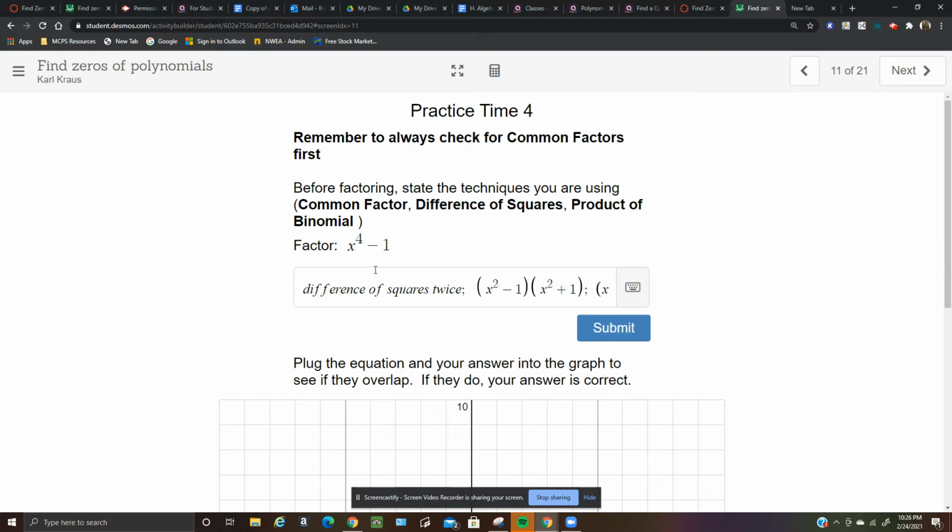And number 11, you want to do this difference of squares twice. Square root of x to the 4th is x squared. Square root of 1 is 1. Put a plus and a minus. And then the difference of squares here is square root of x squared is x, square root of 1 is 1, x minus 1, and x plus 1.